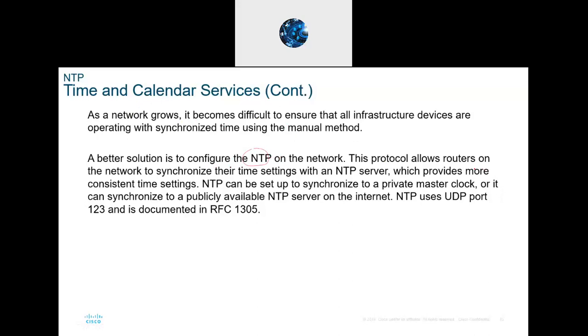This allows routers on the network to synchronize their time setting with an NTP server, which provides more consistent time setting. NTP can be set up to synchronize to a private master clock, or it can synchronize to a publicly available NTP server on the internet. NTP uses UDP port 123 and is documented in RFC 1305. So let's see the configuration.